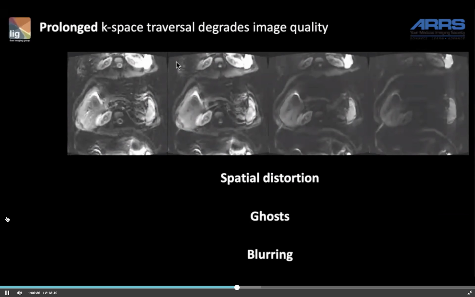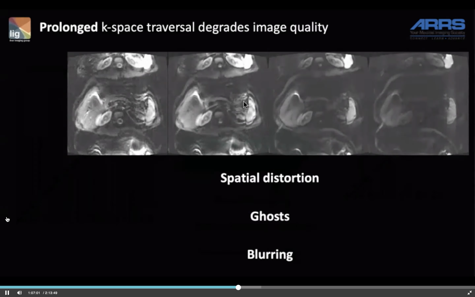So the net effect is that if you do diffusion-weighted imaging with an EPI readout and you spend a lot of time collecting that EPI K-space information, you are going to get a lot of spatial distortion due to phase errors. You're going to get a lot of ghosts, and you're going to get blurring of your images. So these images can be degraded to the point of being unreadable.